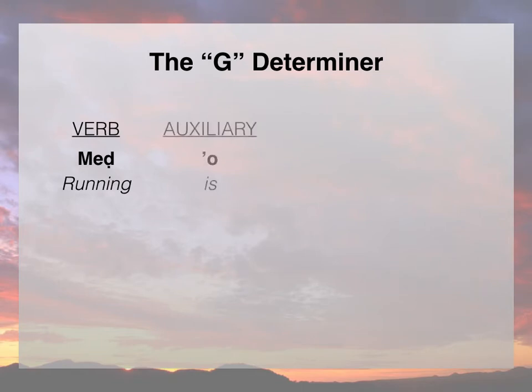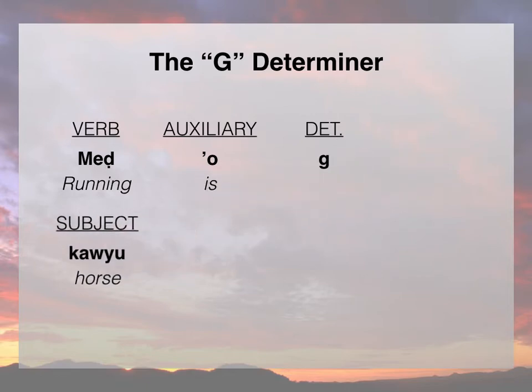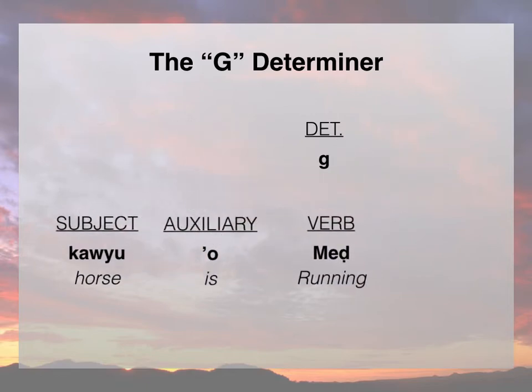Mut o gawio. Mut o gawio. The horse is running. Now we're going to move the subject to the front and move the auxiliary and the verb down. Gawio o mut. The determiner again drops completely out.